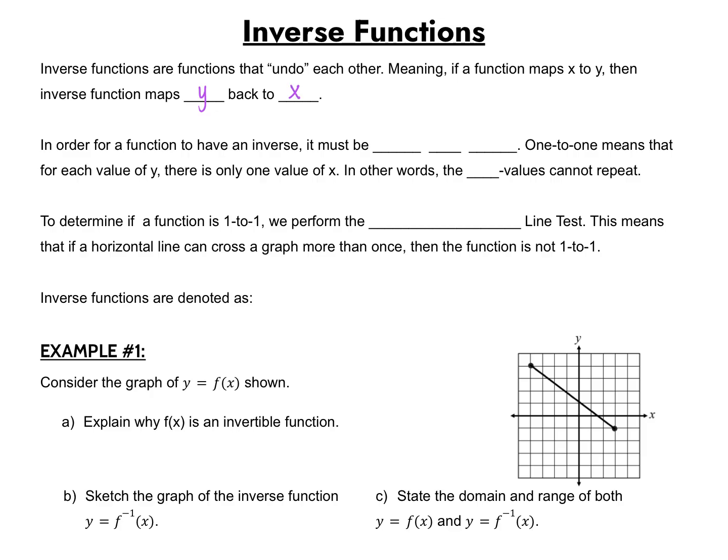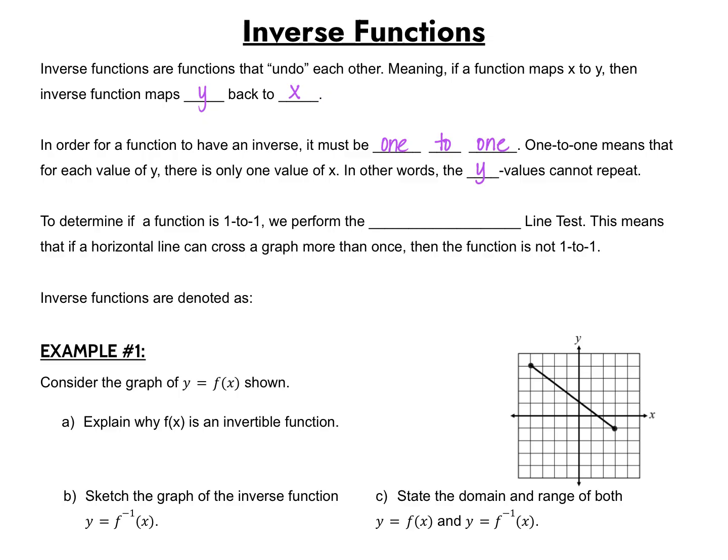In order for a function to have an inverse, it must be 1 to 1. In other words, this means that for each value of y, there can only be one value of x. In other words, the y values cannot repeat.